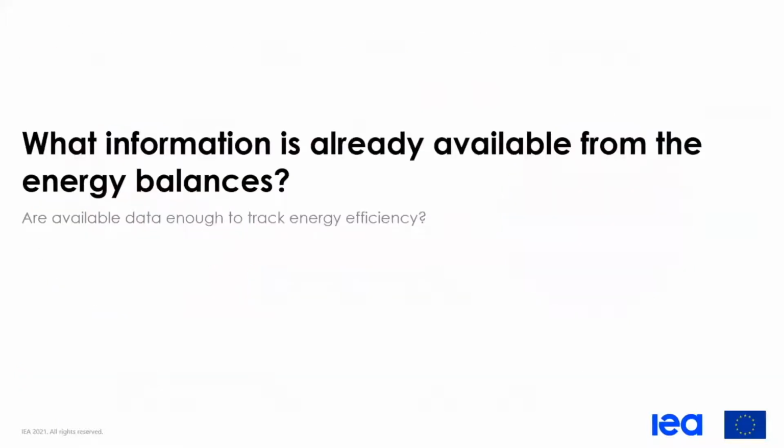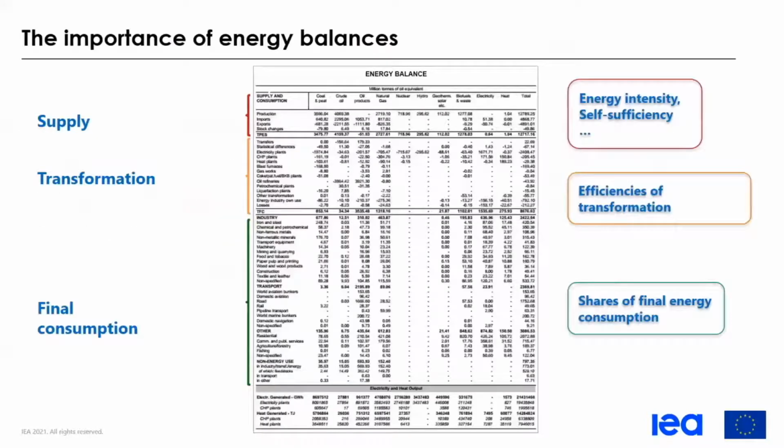But now, let's see what kind of data are already available from the energy balances. Energy balances give a very useful piece of information, and combined with some macroeconomic data, allow us to calculate aggregated indicators, like for example, the energy intensity. However, there are limitations in terms of the disaggregation of the data. For example, in an energy balance, the residential and the services sector are represented as a total, while in order to study energy efficiency, we would need a further disaggregation by end use, for example, space cooling and space heating.